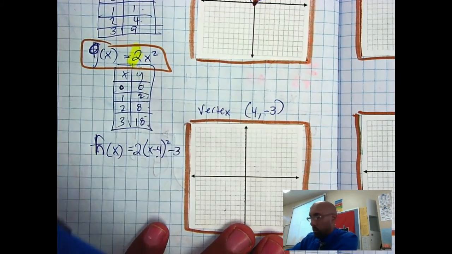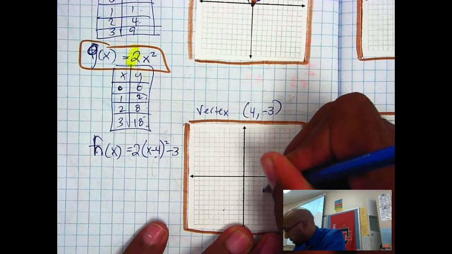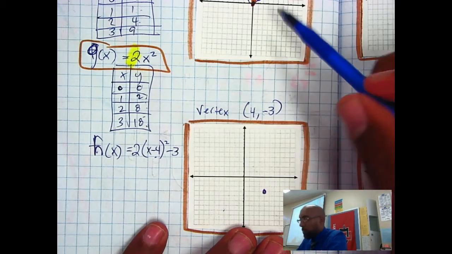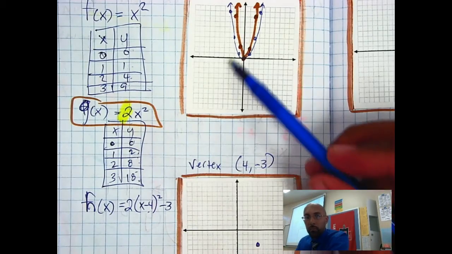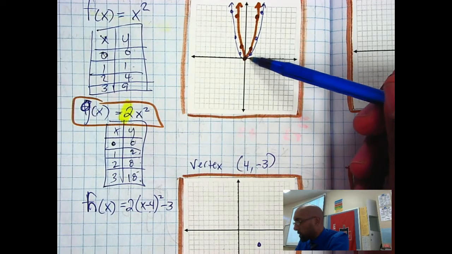And I'm going to go ahead and use the blue. All right, so 4 right, 4, down 3. There's our vertex. Now remember that pattern, it follows the parent function, right? If I go 1 to the right, it goes up 1.